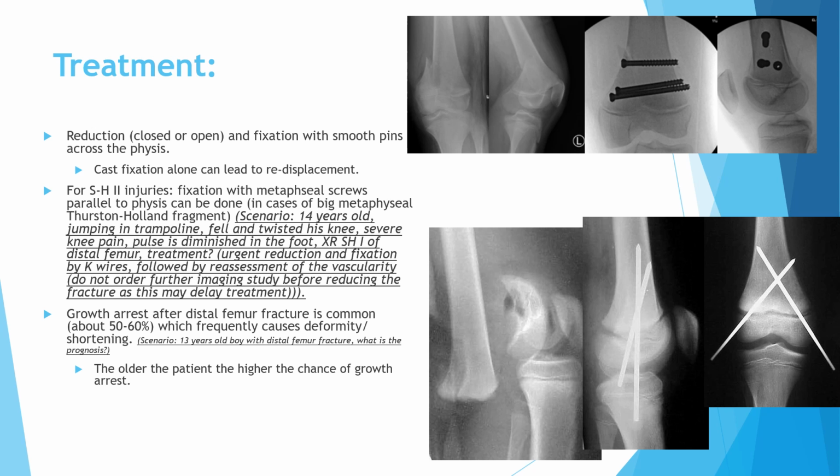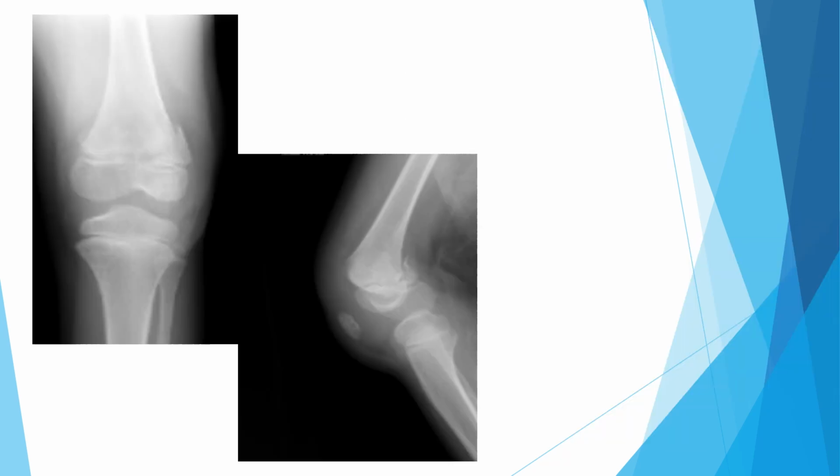It is one of the most common growth disturbances from a physeal injury: the distal femur. So this is another example. This is Salter-Harris type 2 distal femur. However, in this example, as you can see here and here, the metaphyseal segment is much smaller, so you cannot really use it for your fixation that is parallel to the physis. It's very small parts. It won't hold the strong fixation.